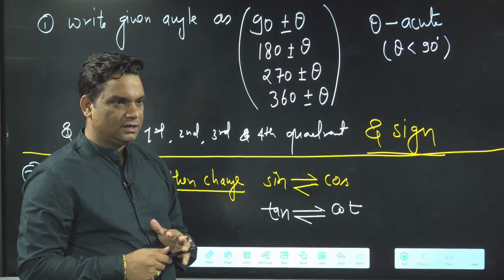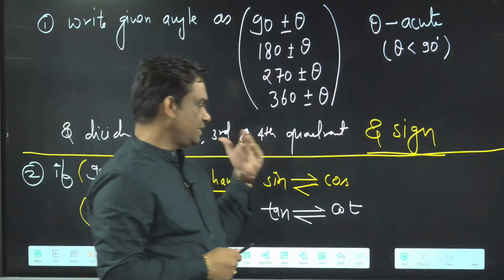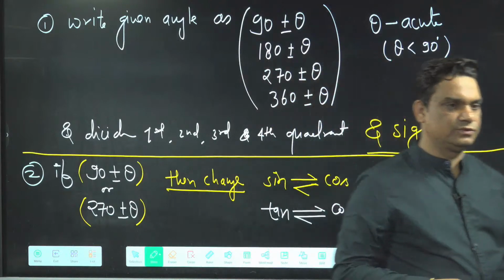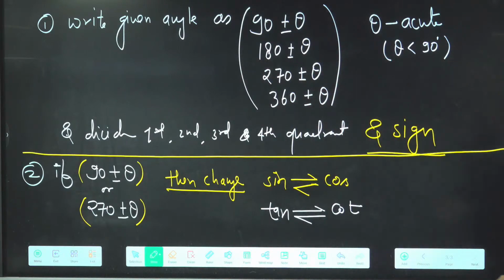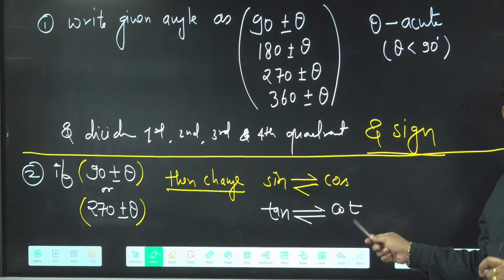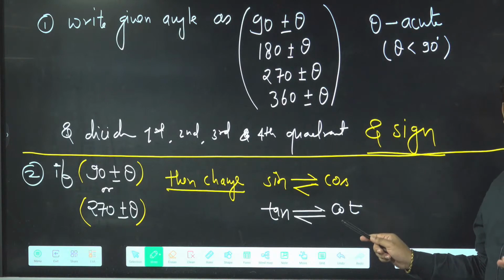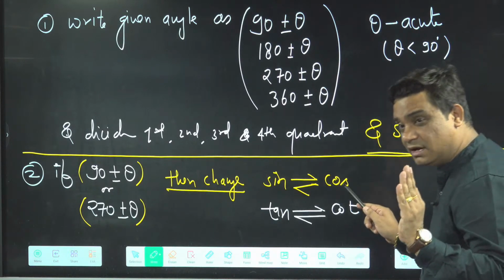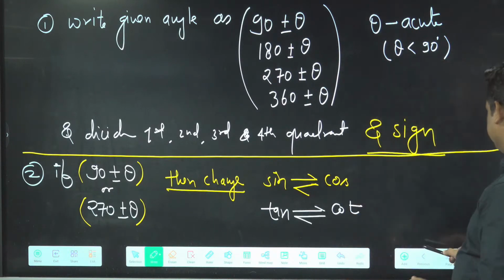So let's write this second rule. Then I will go to the next slide. So first we break it, and then we will decide the sign. Then we will change. You have to decide at the last whether it will change or will not change. Always at the last you are going to decide.